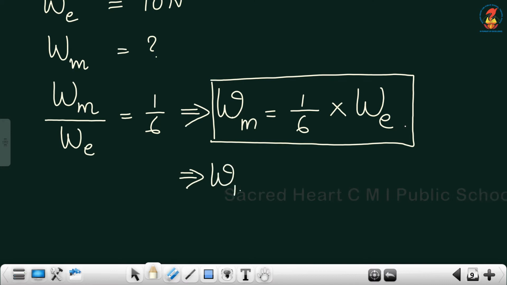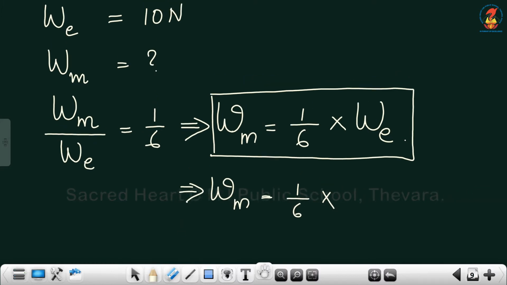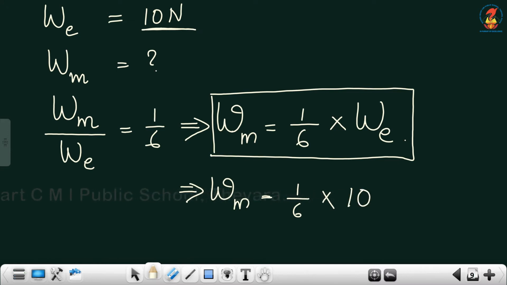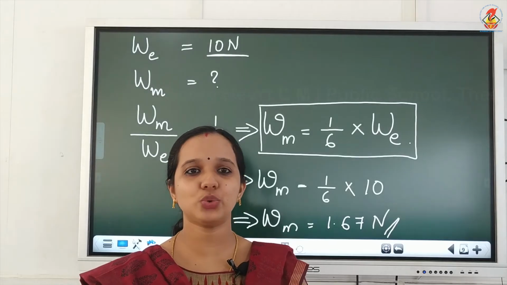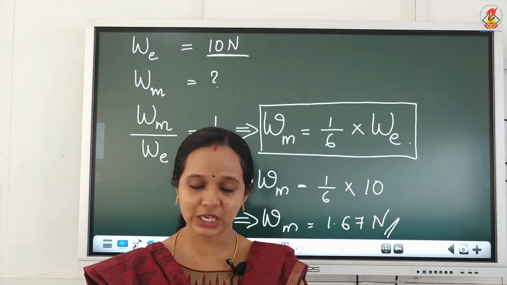That is Wm is equal to 1 by 6 into the weight of the object on the surface of earth, which is given as 10 Newton in the question. So substitute 10 Newton. On solving this you will get 1.67 Newton. So 10 Newton is the weight of the object when measured on the surface of earth. The same object is placed on the moon and its weight has reduced to 1.67 Newton. Hope the problem is clear.